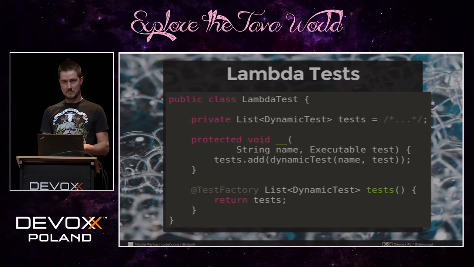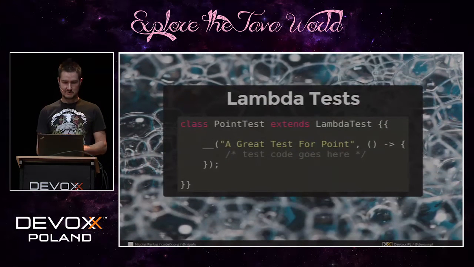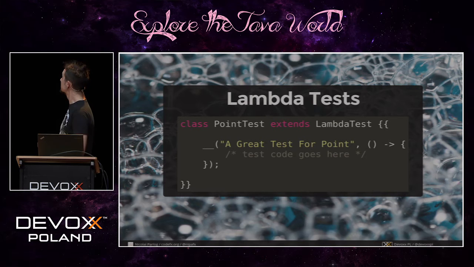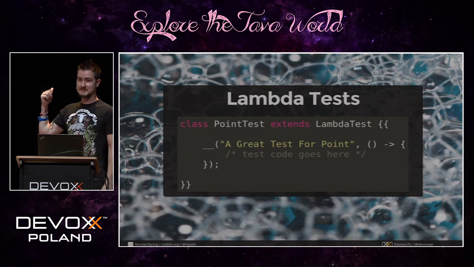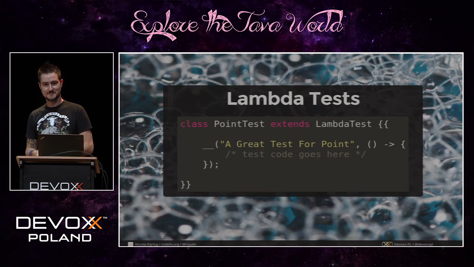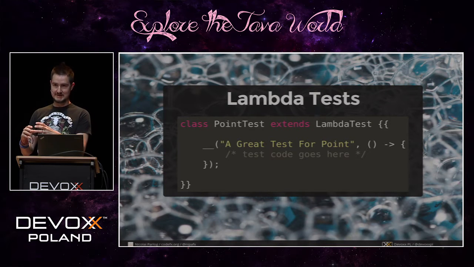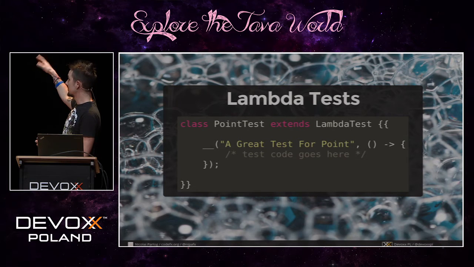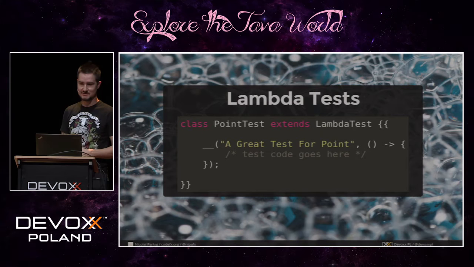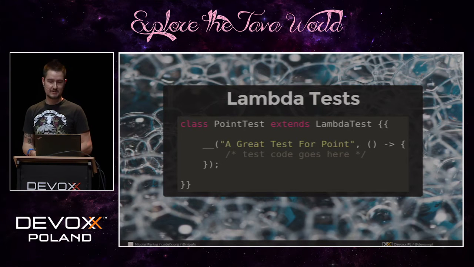And then, when we really want to do this Lambda thing, we do our point test, we extend from Lambda test, and then what's happening? The double curly braces. That's called double brace initialization. What it basically does is create an anonymous class and execute the code that's in there in its constructor. It's really hacky, and it's generally not good advice to do that. Maybe here we can get away with it.